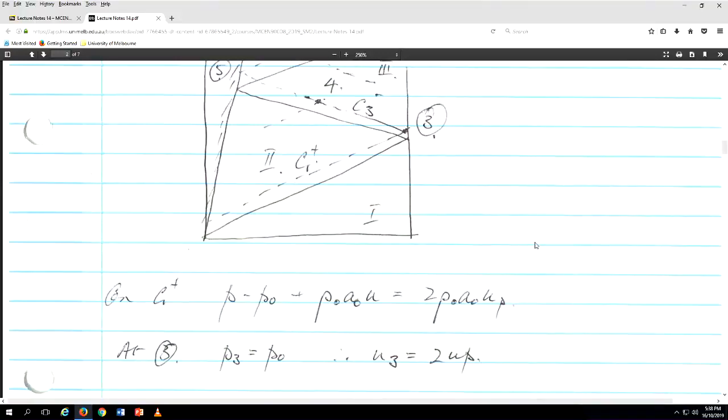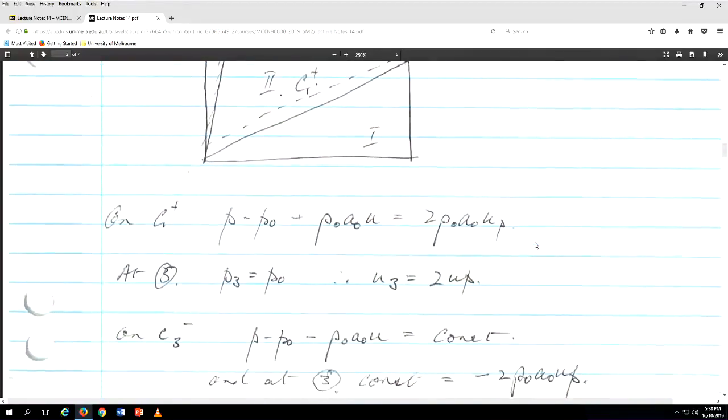So that says that U3 here is going to be 2 UP, twice the velocity of the piston. That comes as a surprise. How could I have twice the velocity of the piston at that open end? But I do, according to this. And so I'm going to show you how it works.